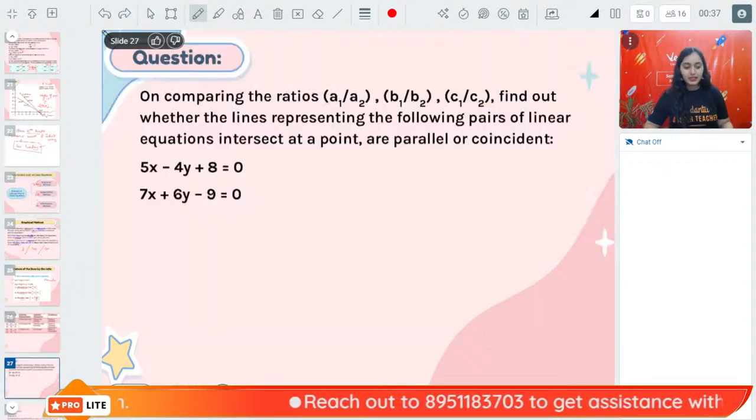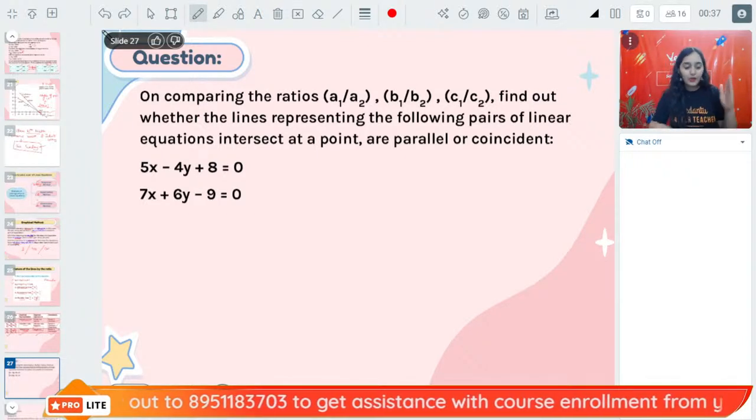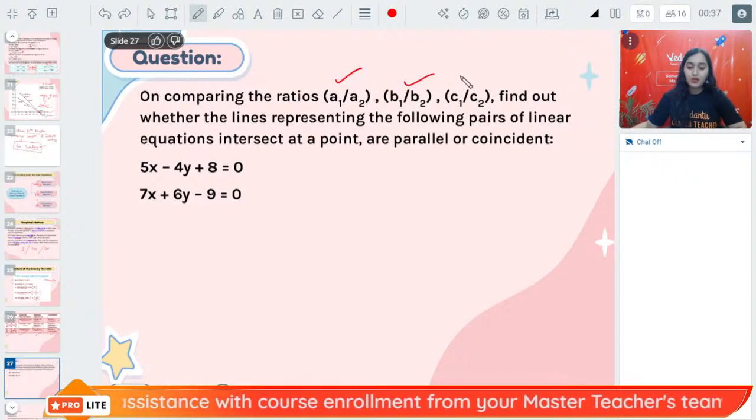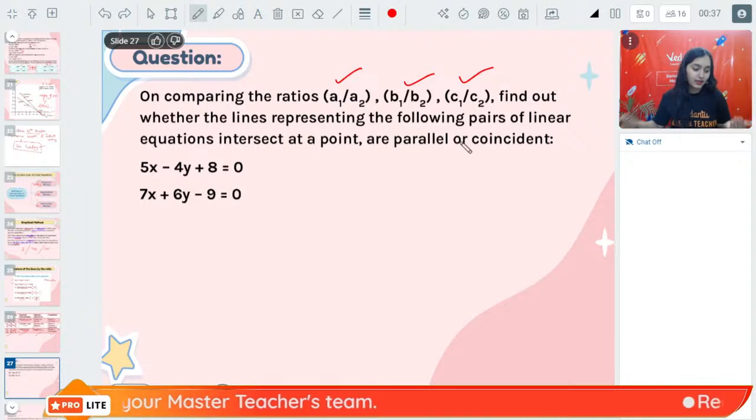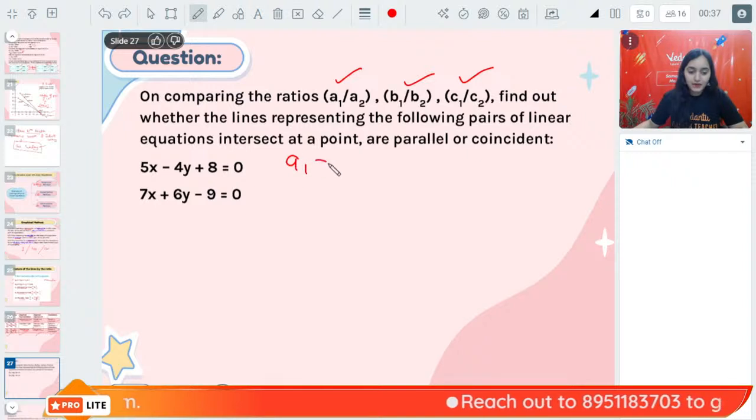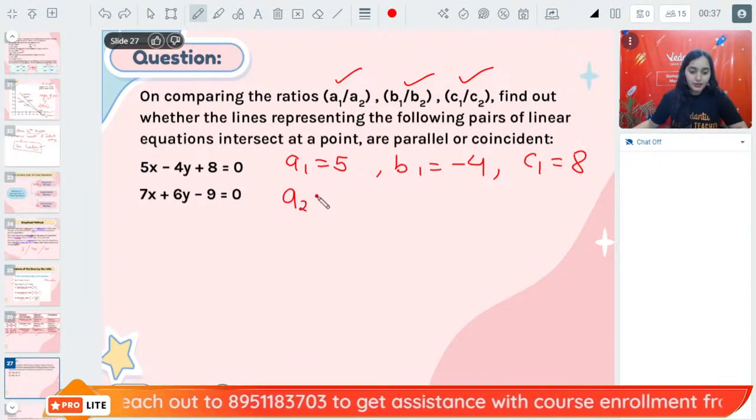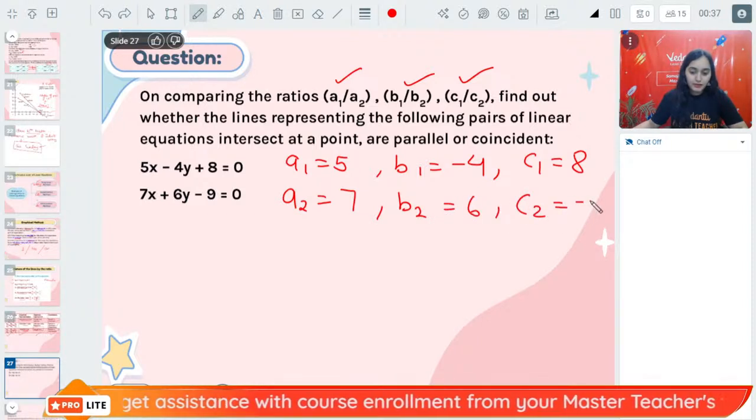All right. Now let us see what type of questions can come in your exam. Question number 1 on your screen. On comparing the ratios a1 upon a2, b1 upon b2, c1 upon c2, find out whether the lines representing the following pair of equations intersect at a point, or are parallel, or coincident. How are we going to solve this question? So simple. In this question, a1 is 5, b1 is -4, c1 is 8. a2 is 7, b2 is 6, c2 is -9.